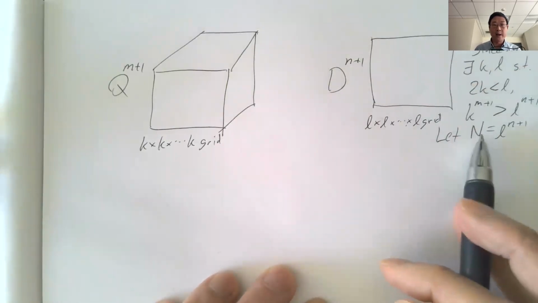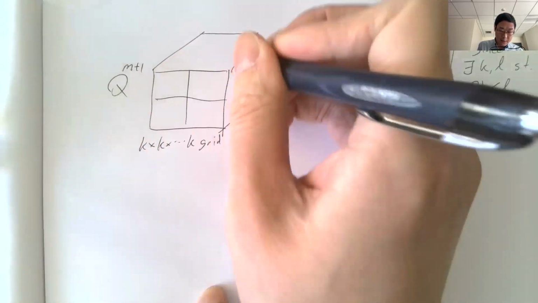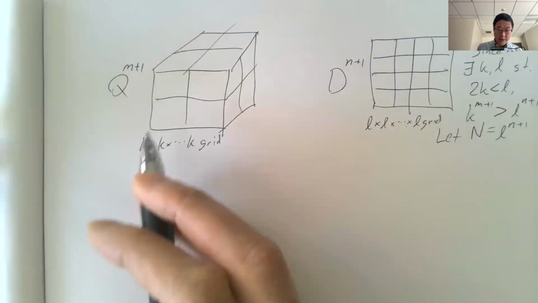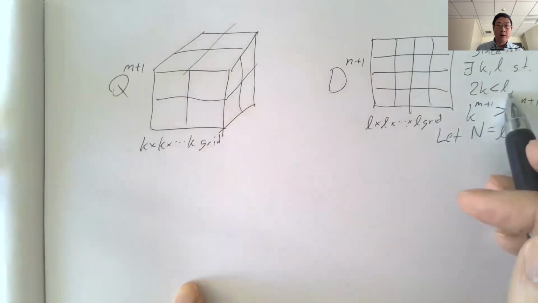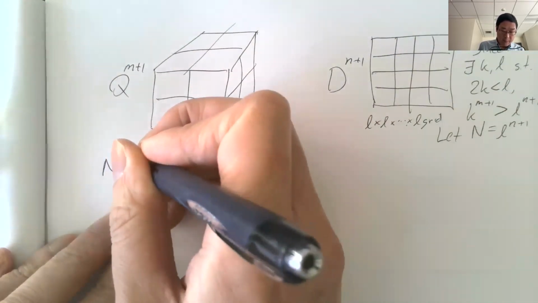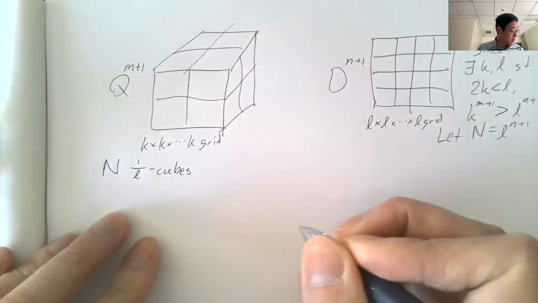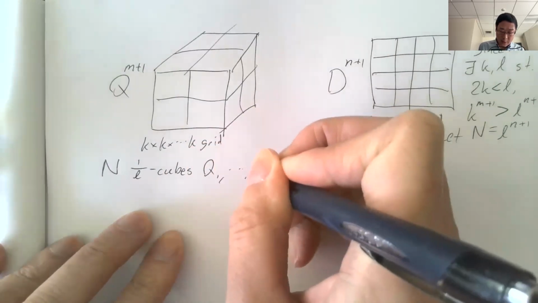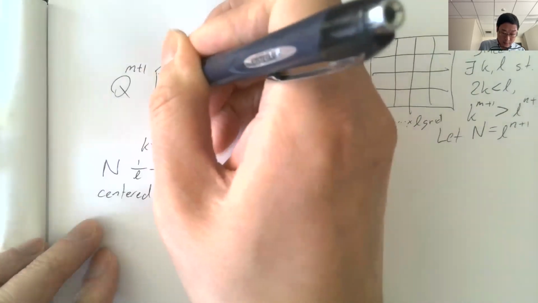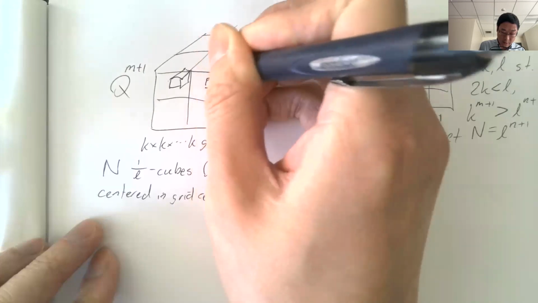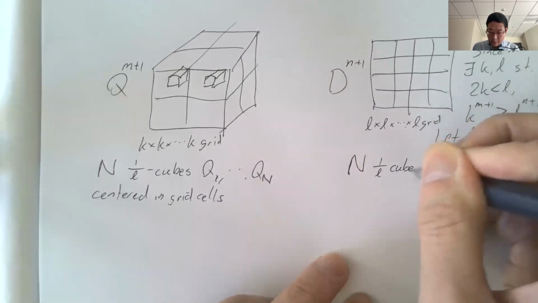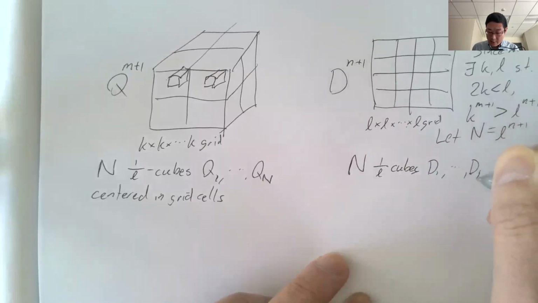Then by my choice of K and L, the number of cells in this grid is bigger than the number of cells in this grid. But also, K is smaller than L, so I can do the same thing that I did before. We can choose N cubes of side 1 over L, let's call them Q1 up to QN, centered in the grid cells. Those are the same sort of cubes that we saw before, and they are smaller than the grid cells. And I have likewise N 1 over L cubes, D1 up to DN, which are the grid cells.